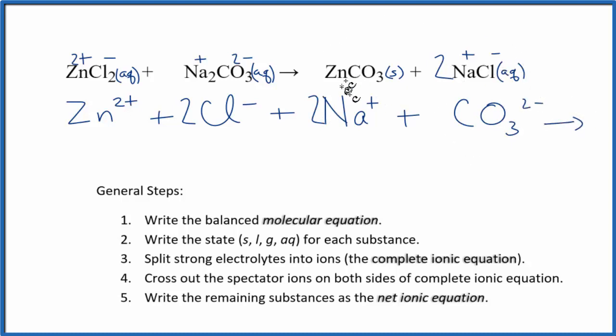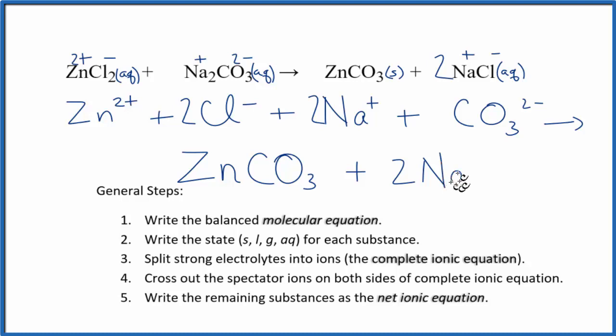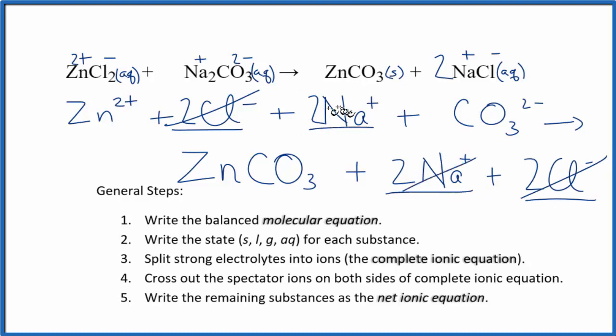Let's do the products. We said we don't split up solids in net ionic equations. So this just turns out to be ZnCO3, that zinc carbonate as a solid, plus we have 2 sodium ions and then 2 chloride ions. So now we have the total ionic equation, we can cross out these spectator ions. They appear on both sides of that complete ionic equation. So let's see, Zn2+ on the reactants, we don't have that in the products. 2Cl- reactants and products, we can cross that out. 2Na+ in the reactants and 2Na+ in the products, cross it out.